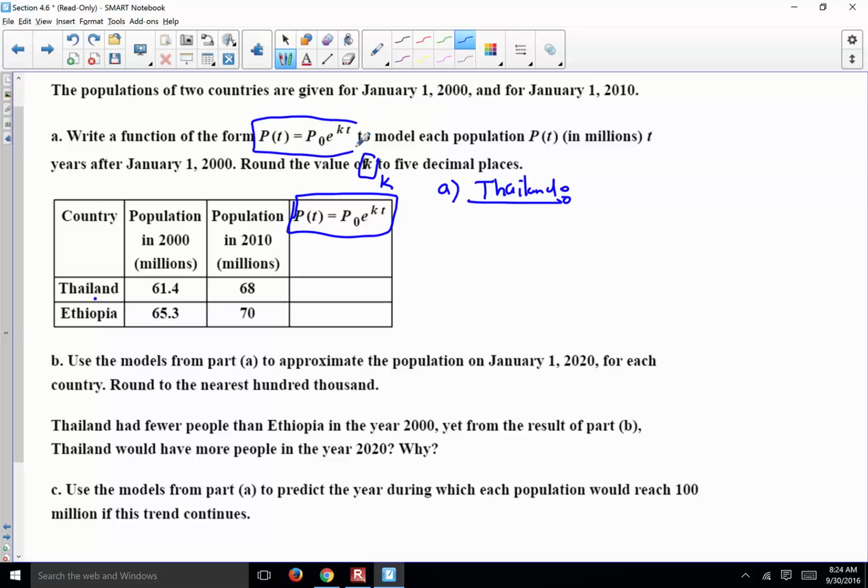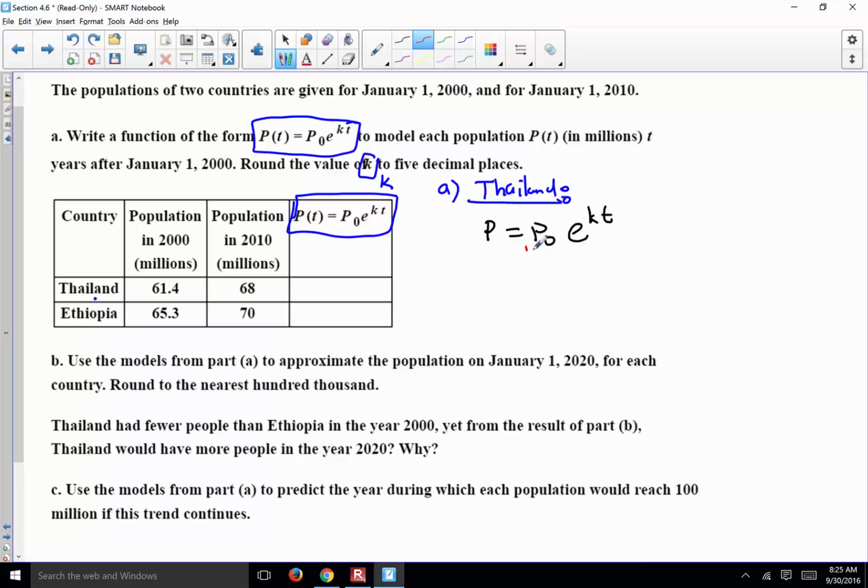This model is formed, okay, starting in 2000. So we already know on the left side what the initial money you deposited in the bank. You have 61.4 million in 2000, and 10 years later, your money grew into 68. Let's put this into the formula. Again, P equals P0 e to the kt. I'm looking for k, okay?